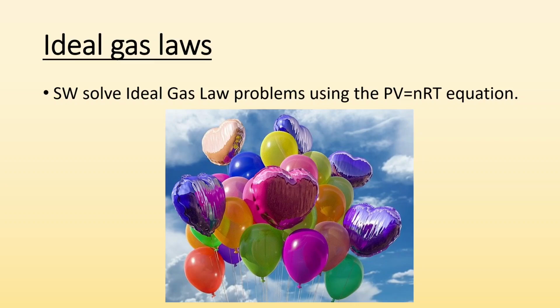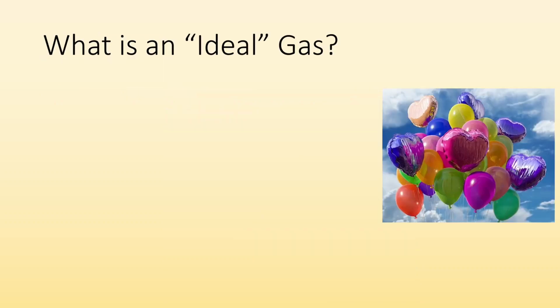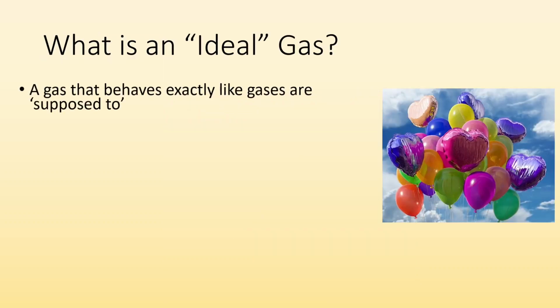Mr. Donahue here again. This time we're going to take a look at ideal gas laws. So the objective is to solve ideal gas law problems using the PV equals nRT equation. All right, so what is an ideal gas? It's a gas that behaves exactly like gases are supposed to.